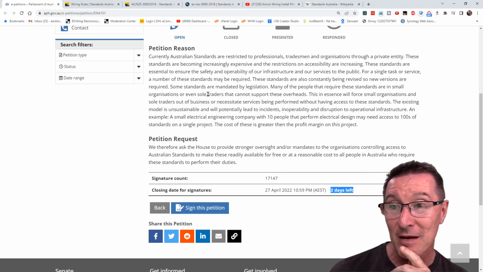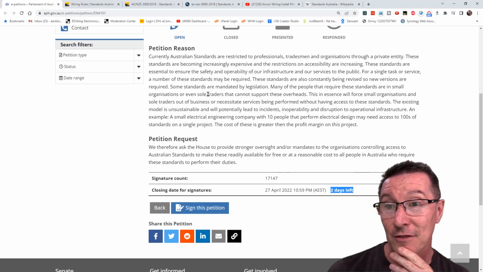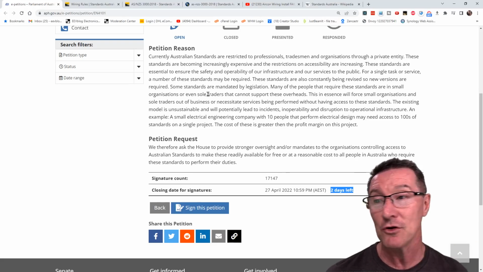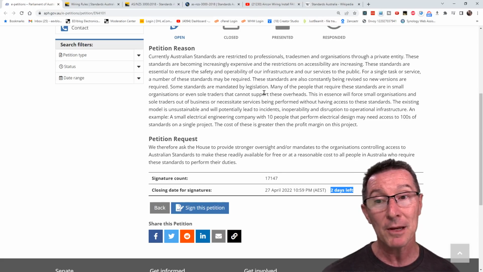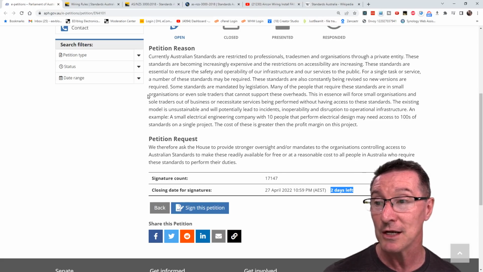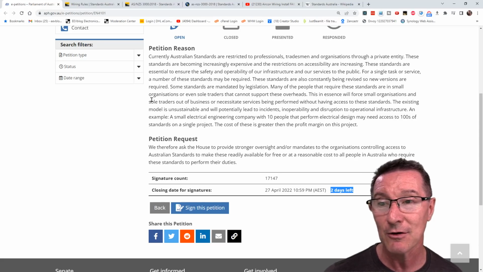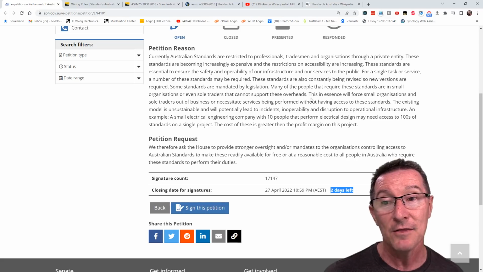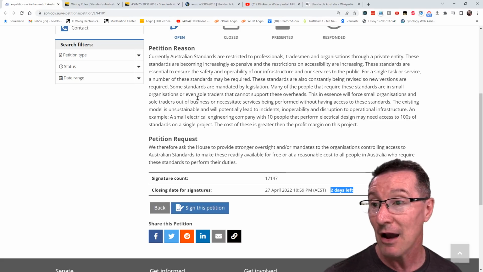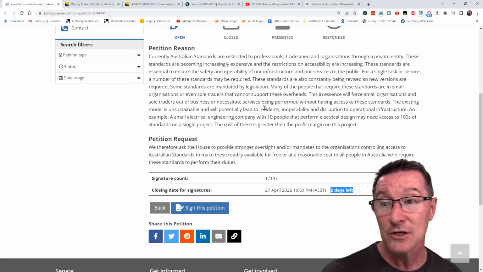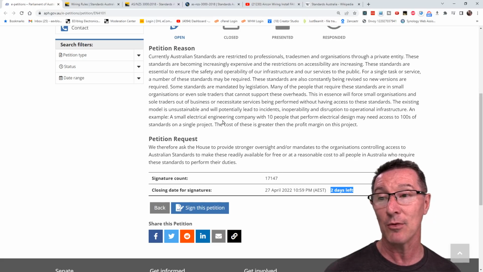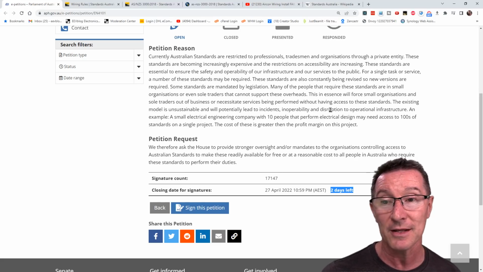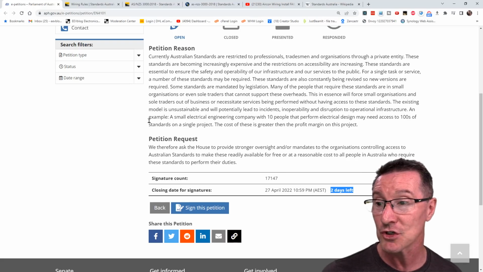This is very true. They mention these standards are also constantly being revised, so new versions are required. Some standards are mandated by legislation. Many of the people that require these standards are in small organizations or even sole traders that cannot support these overheads. This in essence will force small organizations and sole traders out of business, or necessitate services being performed without having access to these standards. The existing model is unsustainable and will potentially lead to incidents, operability issues, and disruption to operational infrastructure.